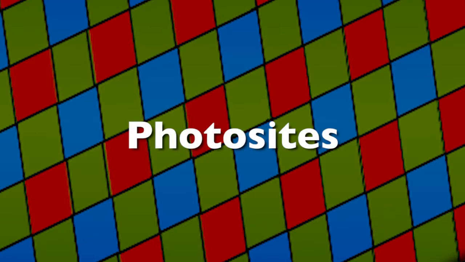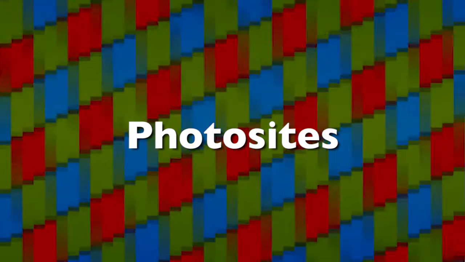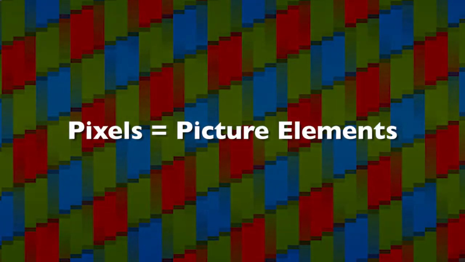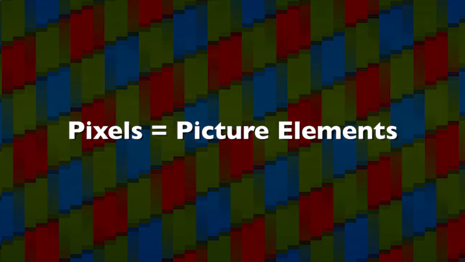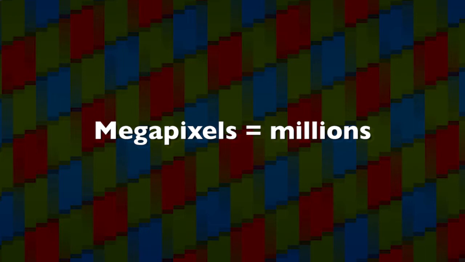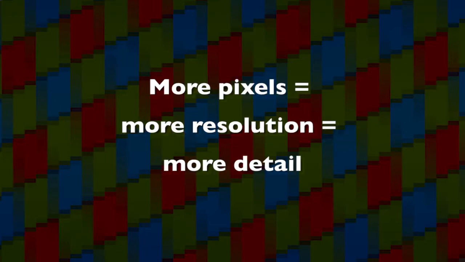The sensor is made up of photosites, which receive the light passing through small red, green, or blue filters over the individual sites, which are seen as pixels, or picture elements. The resolution of a camera is measured in megapixels, which stands for millions of pixels. The higher the pixel count, the higher the resolution, the more fine detail is rendered at high degrees of enlargement.